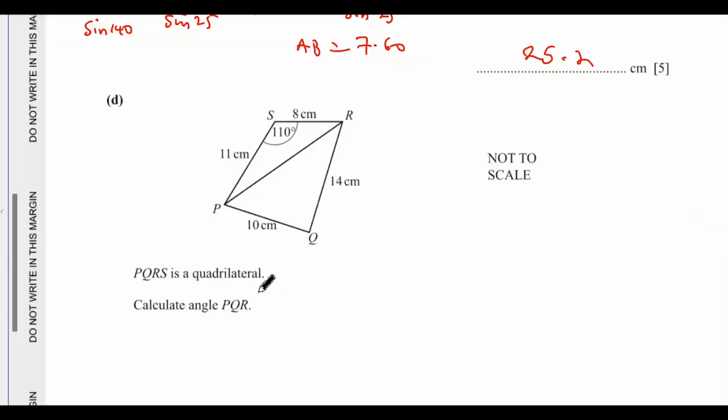PQRS is a quadrilateral. Calculate angle PQR. So we want to get this angle. You can say this is theta. To find this angle here, we need to know PR. Because from PR, we can easily use the cosine rule to get theta. So we need to know PR. The first thing is to find PR.